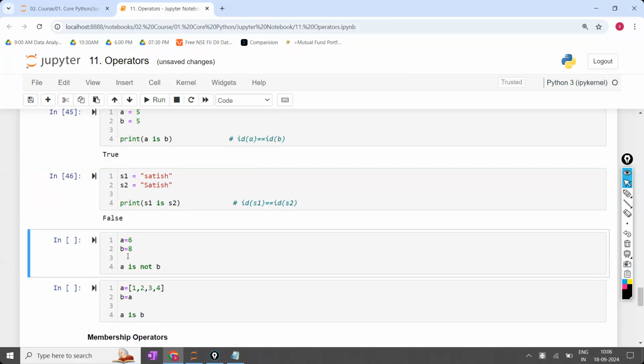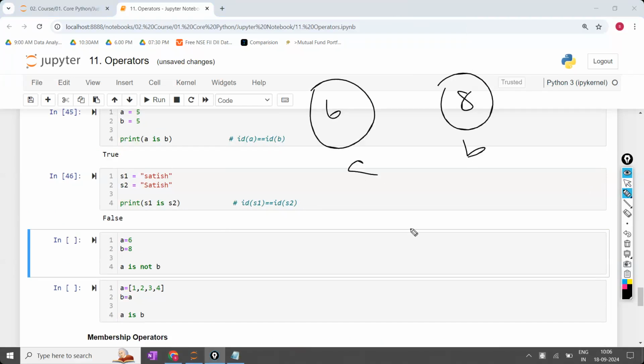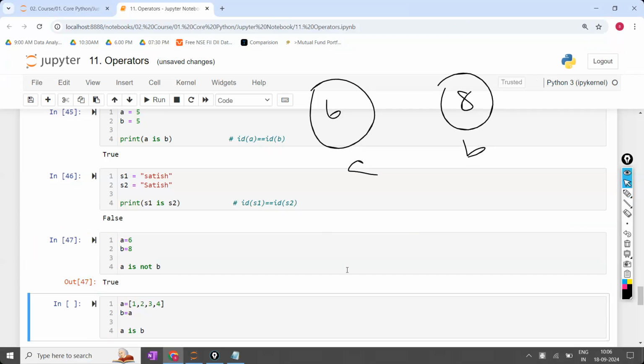A is equal to 6. B is equal to 8. A is not B means obviously A is not B. Both are different now. Then how will both be the same? Obviously both are different, so A is not B. A is B means false. A is not B means true. Not false is true, opposite to that. So which is true? Is the point clear?